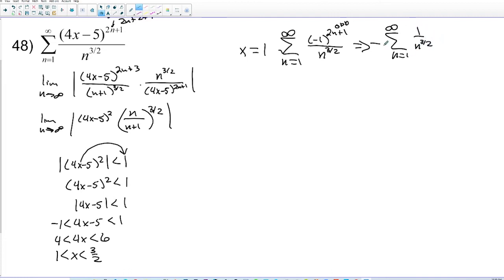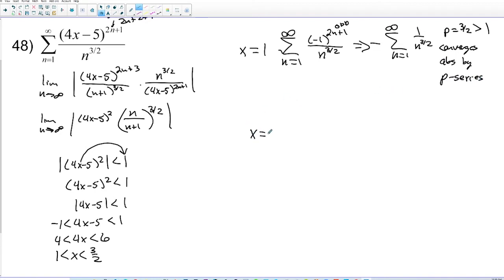And then if we took the absolute value of this, then we can say p is equal to 3 halves, which is bigger than 1. So this converges absolutely by p series.